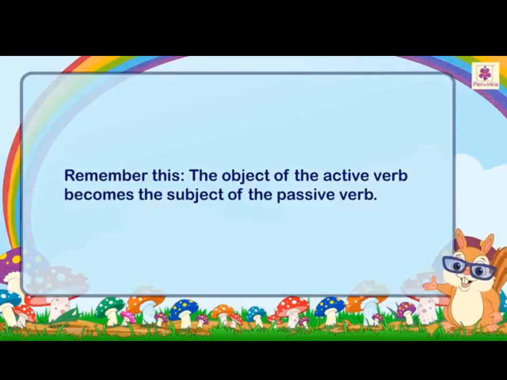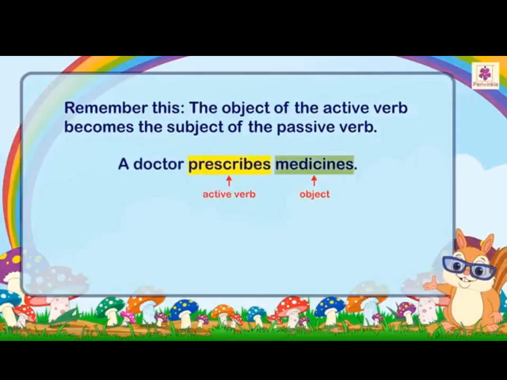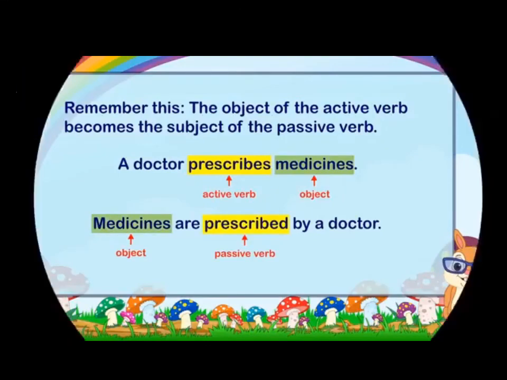Remember this: the object of the active verb becomes the subject of the passive verb. For example, a doctor prescribes medicines. Medicines are prescribed by a doctor.